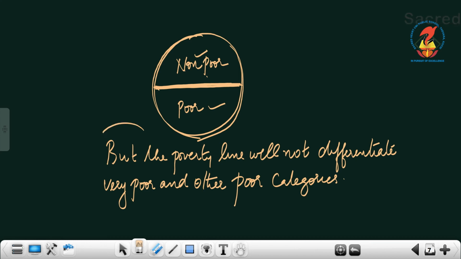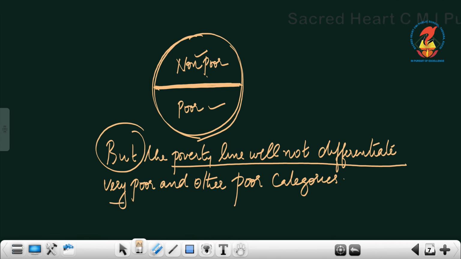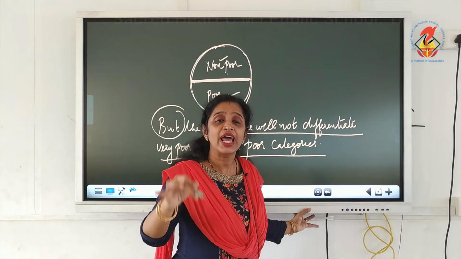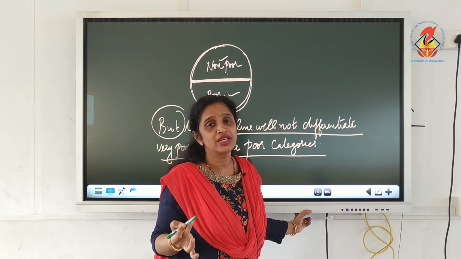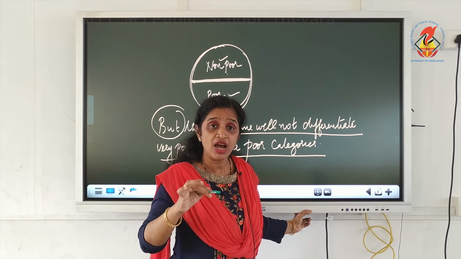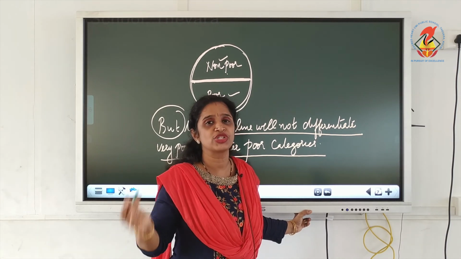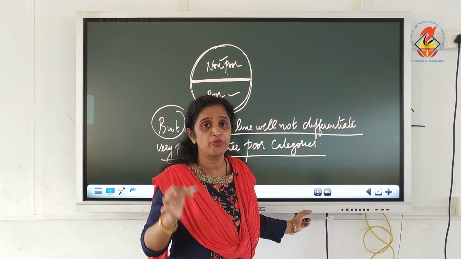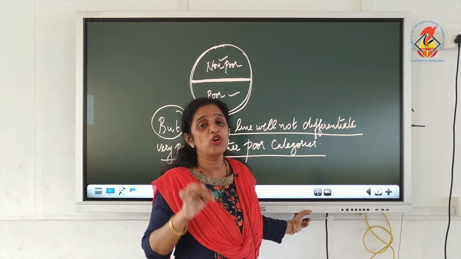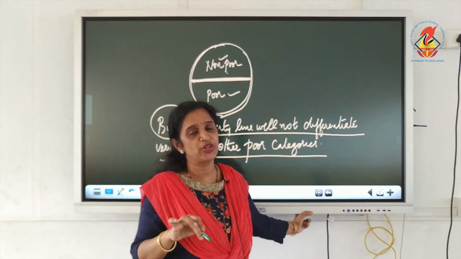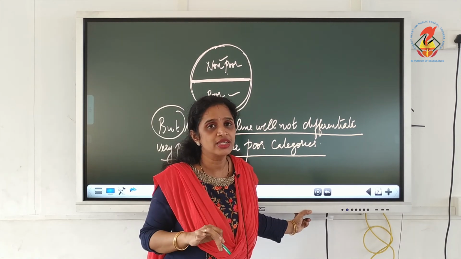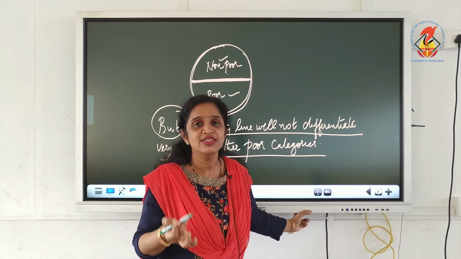But what is the major defect of this poverty line? It will not differentiate very poor and other poor categories. It will just divide the people into poor and non-poor, but that is not the exact categorization. There are other categories of poor people such as very poor and other sections of poor categories. So, the poverty line also cannot be considered an exact measurement of poverty. It just divides the people into poor and non-poor.